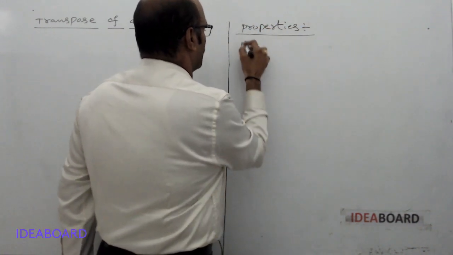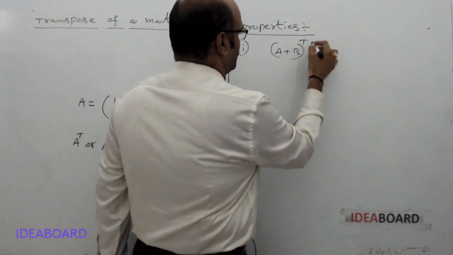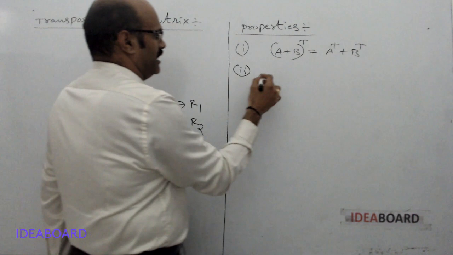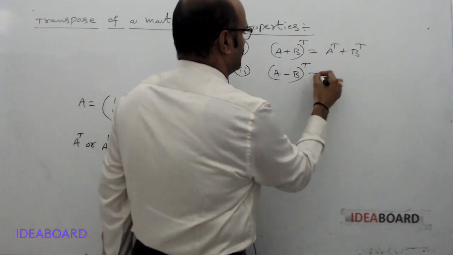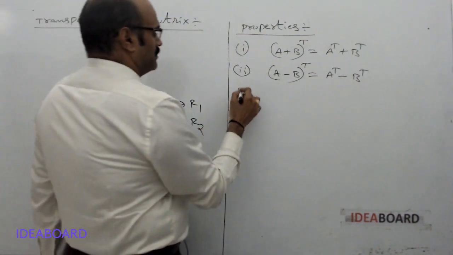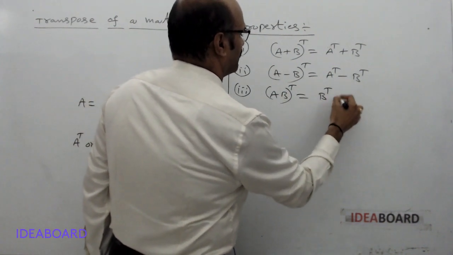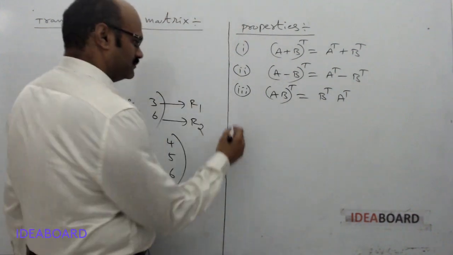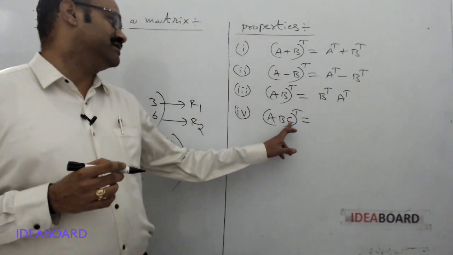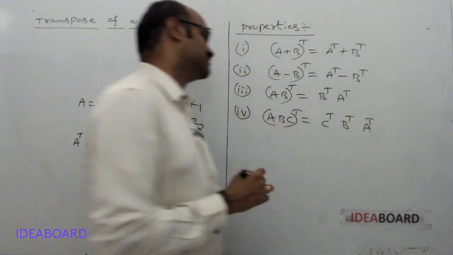Properties. 1. A plus B whole transpose is always equal to A transpose plus B transpose. A minus B whole transpose equal to A transpose minus B transpose. AB whole transpose is always equal to B transpose into A transpose. ABC whole transpose is always equal to C transpose into B transpose into A transpose.